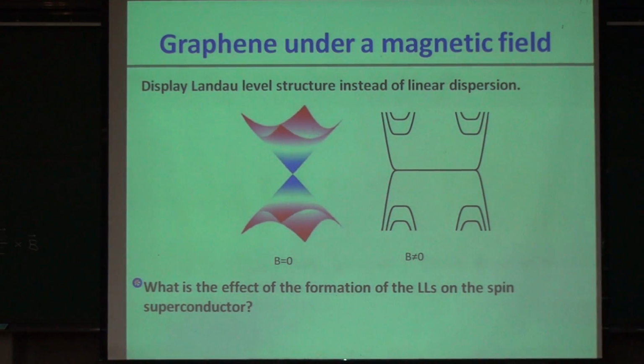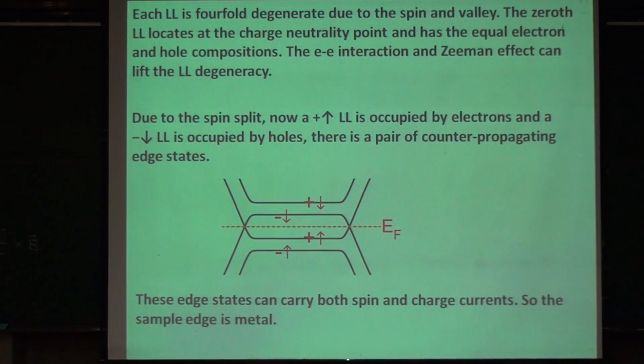Basically, it's a quantized Hall effect system of graphene. So this is just normal graphene, not a ferromagnetic graphene. But if you apply a strong magnetic field, then, without the magnetic field, it's just a Dirac cone. With the magnetic field, this is the diagram for graphene in a magnetic field.